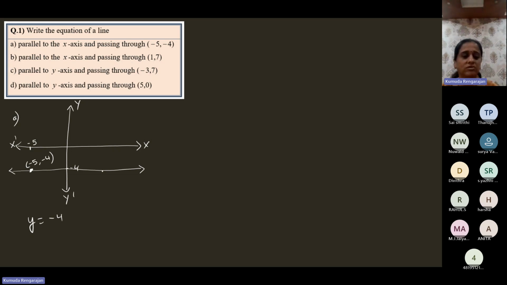You just take some point here. Supposing this is, say, 6. So what will be the address of this point? It will be (6, -4).